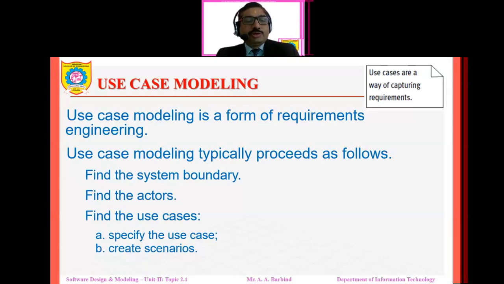But of course, it will not specify how. The purpose of use case modeling is not how the system will do it; how the system will do it is kept aside, and what the system should do is captured in the use case modeling. The use case modeling typically proceeds as follows: find the system boundary, find the actors, find the use cases.